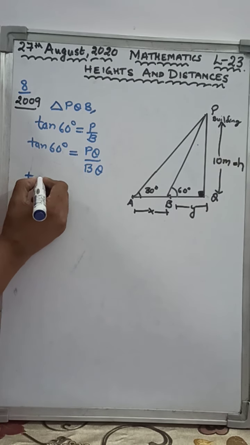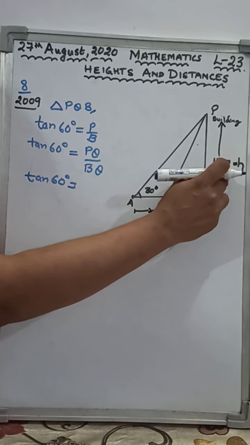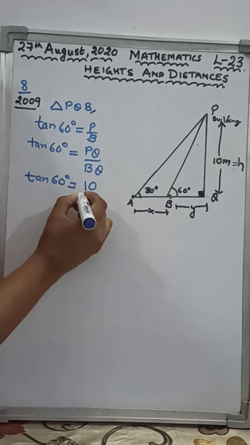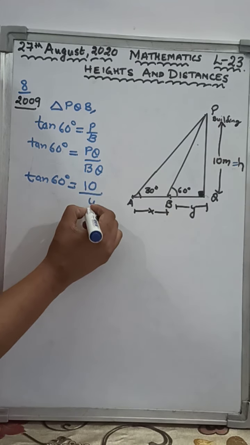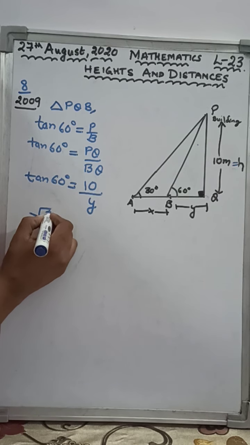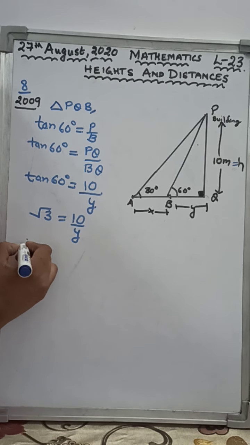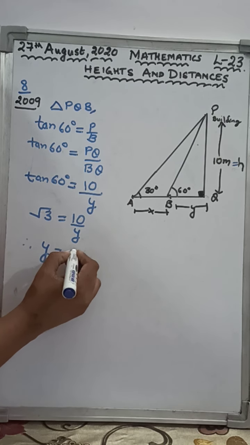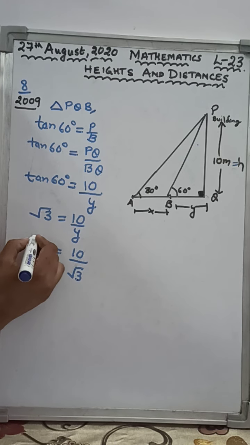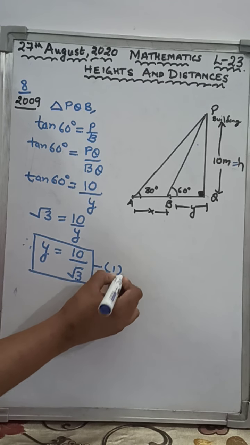Now we will substitute the value. PQ is 10, this is given. BQ is y. What is the value of tan 60? That is root 3. So root 3 is equal to 10 over y. Therefore, y is equal to 10 over root 3. Clear? So you will write it as equation number 1 for the time being.